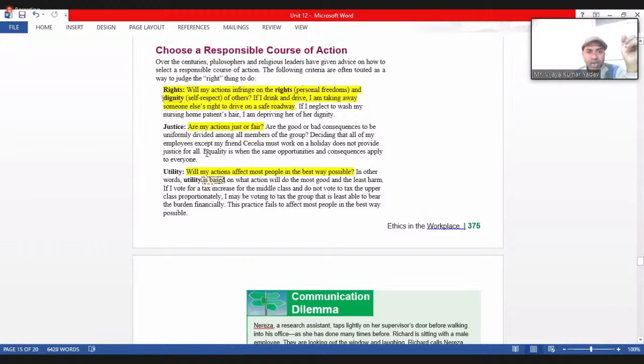Now, justice. Are my actions just or fair? Whatever actions you have taken, are those actions fair? Okay. Utility. Will my actions affect most people in the best way possible? So this is utility. What is the use of the actions? Will those actions affect the people in the best way?